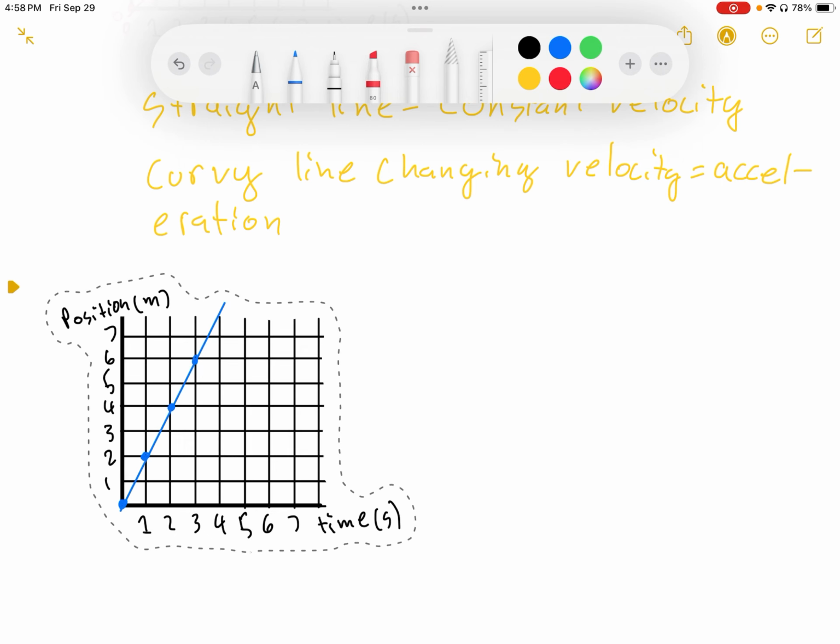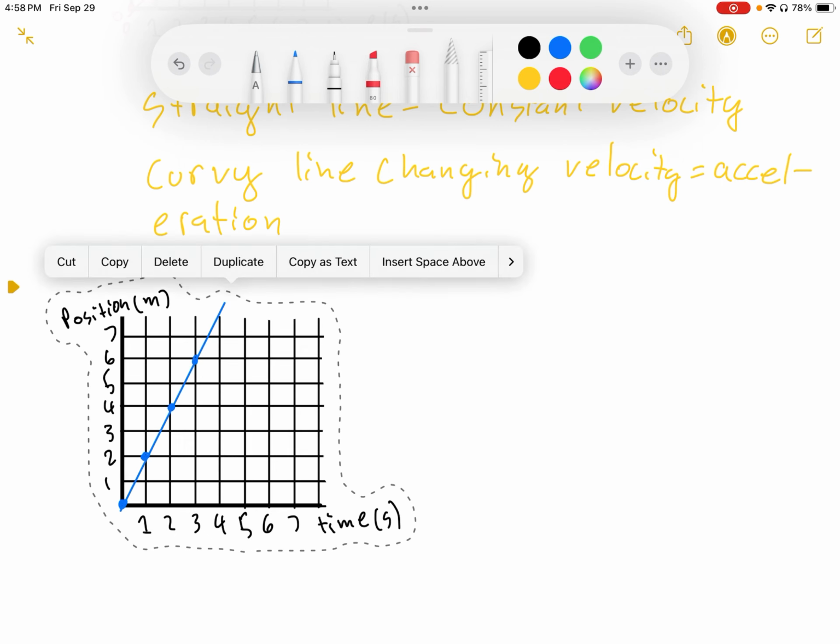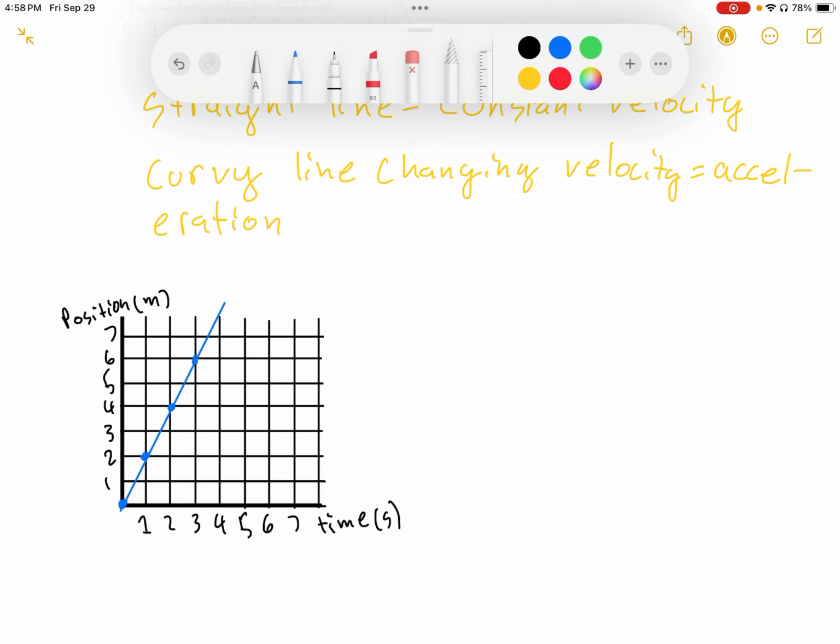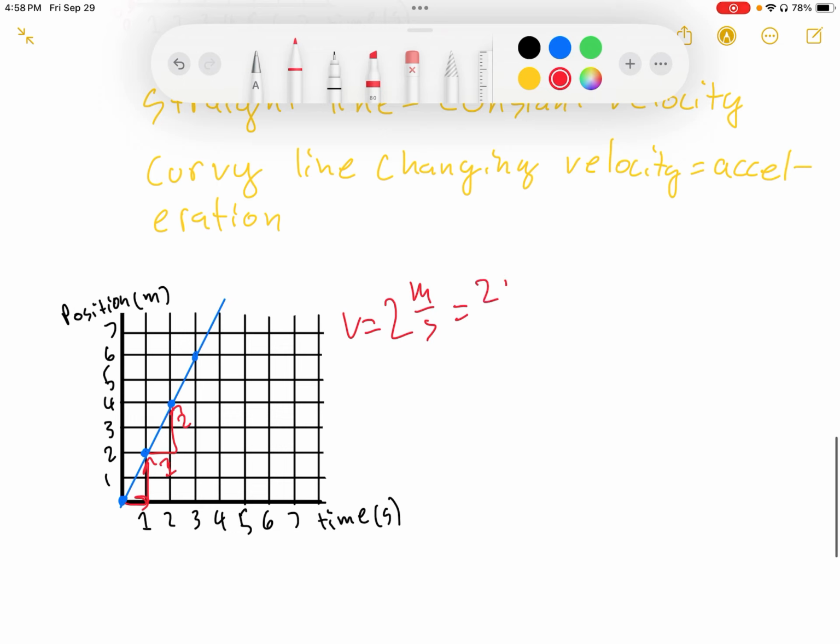It's pretty straightforward. So I want you to ask yourself, did my velocity ever change or was it always 2? Let's find rise over run. My rise is always 2, and my run is always 1. So my velocity of this graph is equal to 2 meters per second, which means I travel 2 meters every 1 second. So my velocity graph could just look like this.